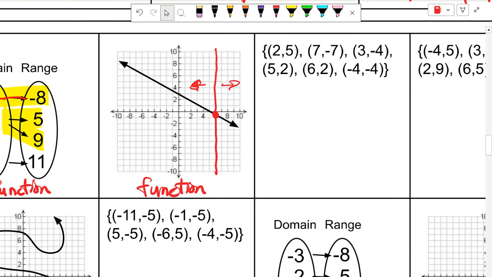Let's look at a set of ordered pairs. Specifically, we need to look at the x values: 2, 7, 3, 5, 6, and -4. There are no repeats, so we know that this is a function.